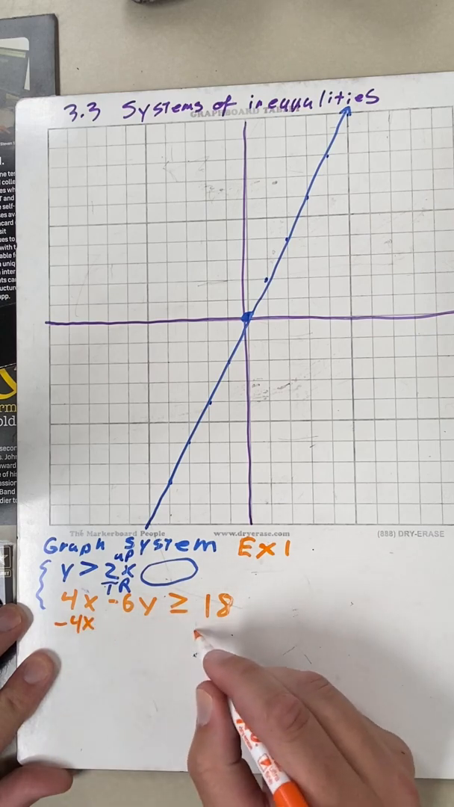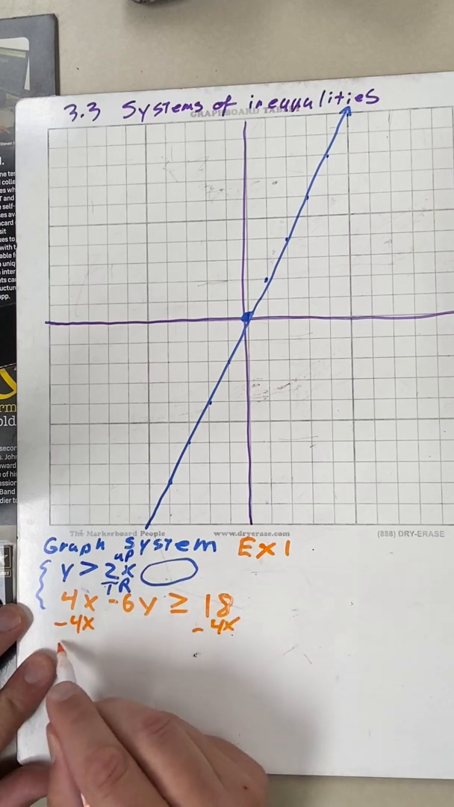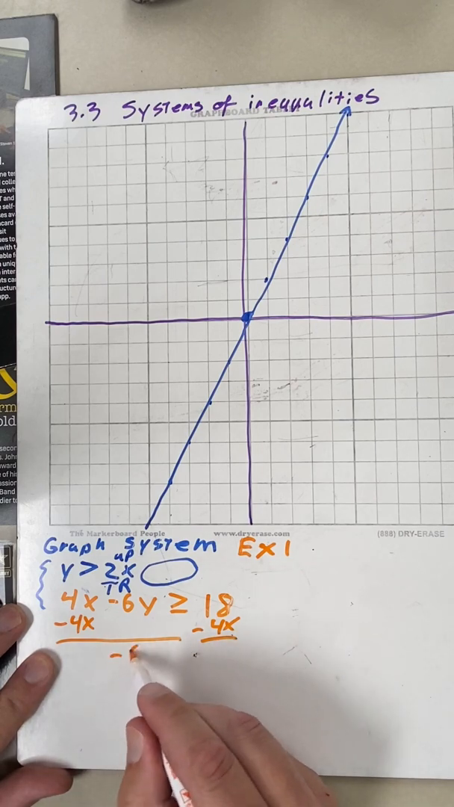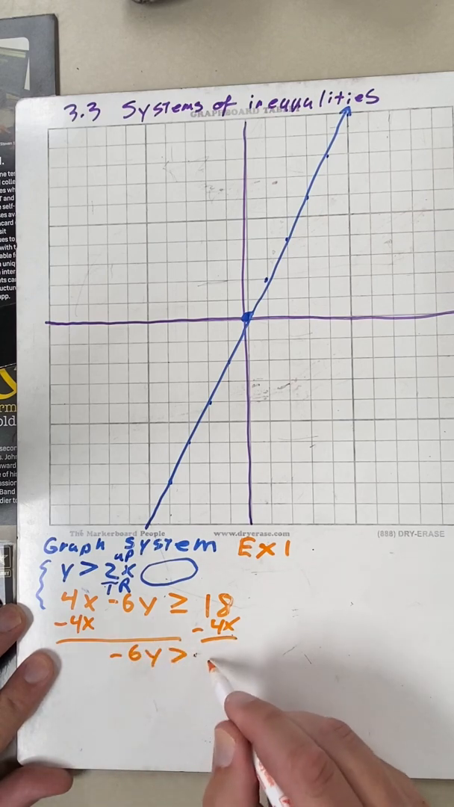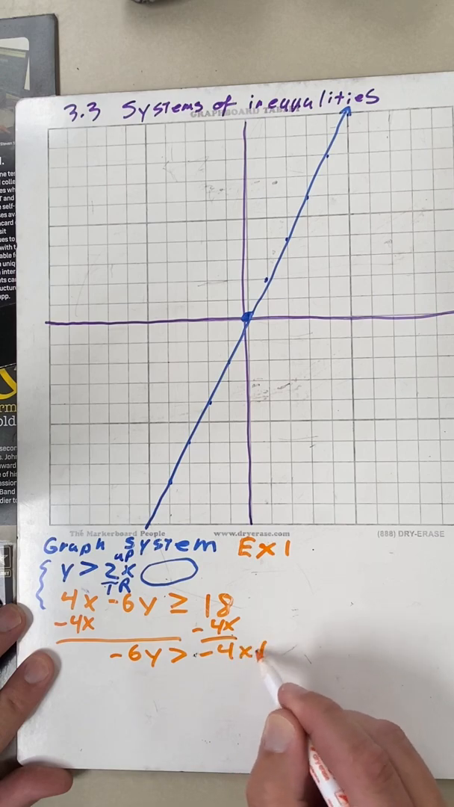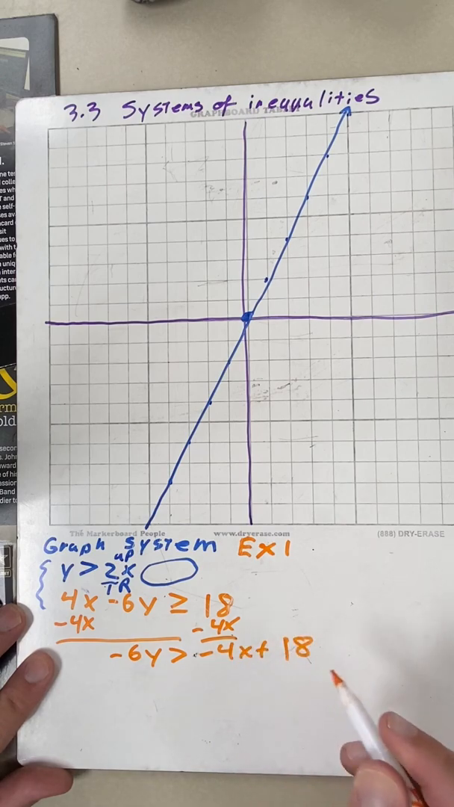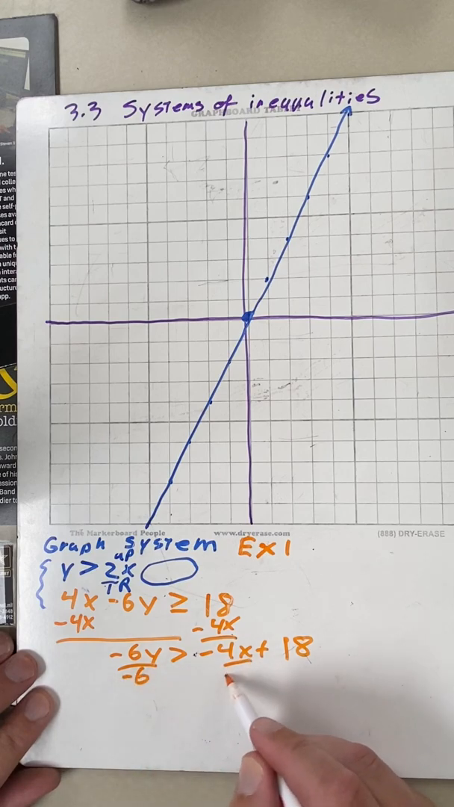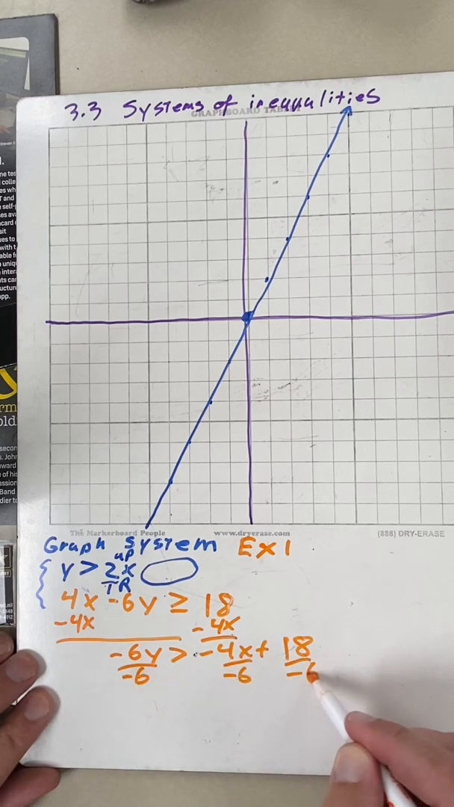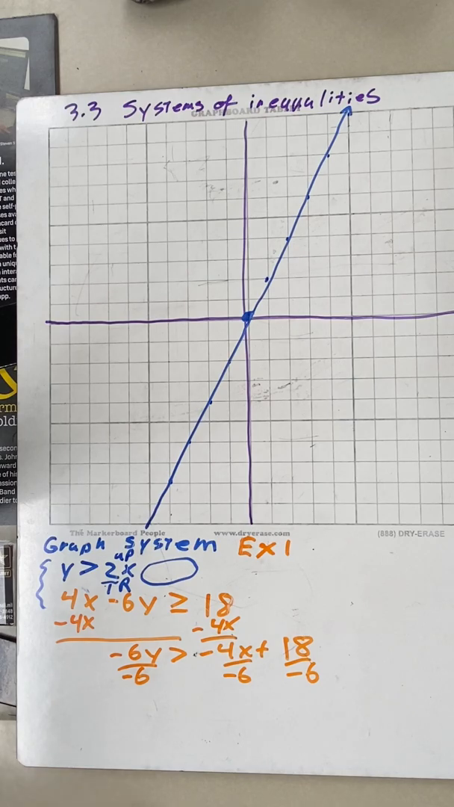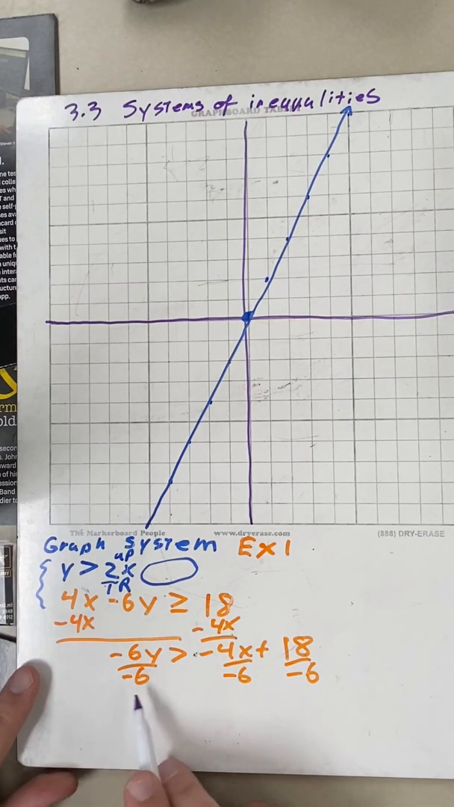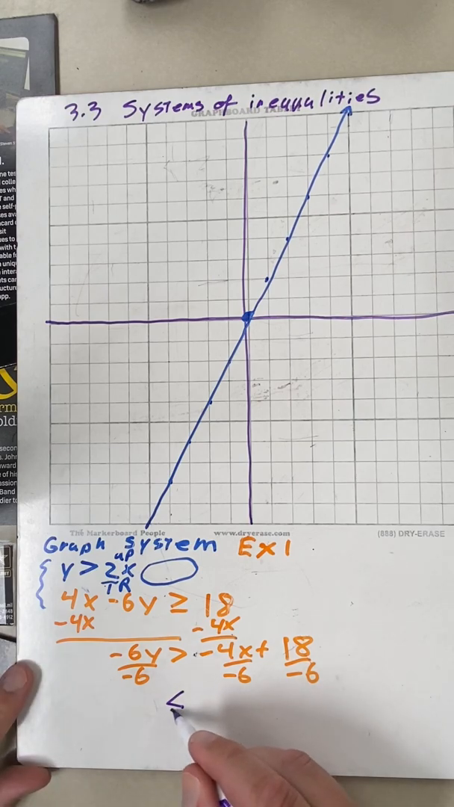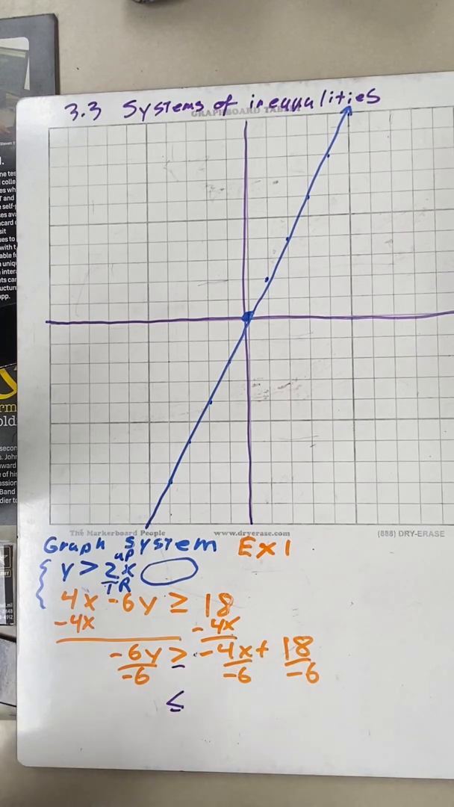Like in most equations, we're going to get the y by itself. By subtracting 4x from each side, I'm left with -6y is greater than or equal to -4x plus 18. At this point, I'm going to divide everything by -6. And when I do that, I have to remember that this inequality, if I divide everything by a negative, has to flip. I'm going to keep the bar underneath there that says equal to.